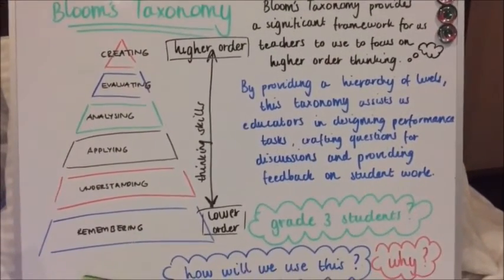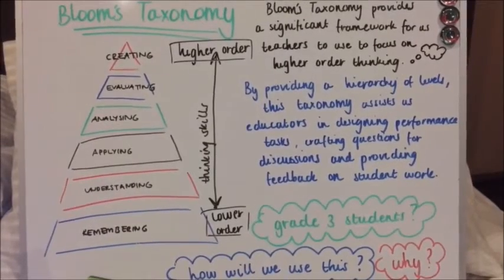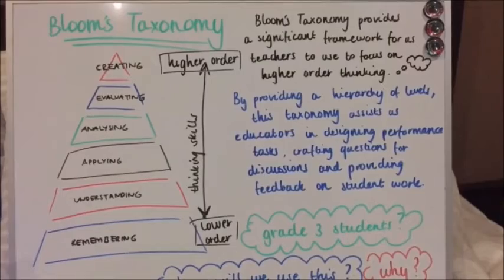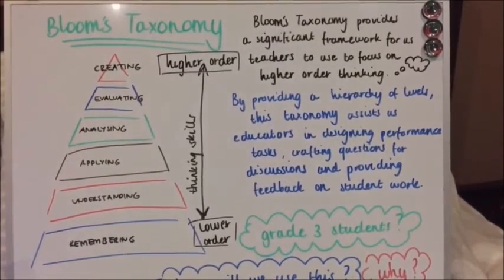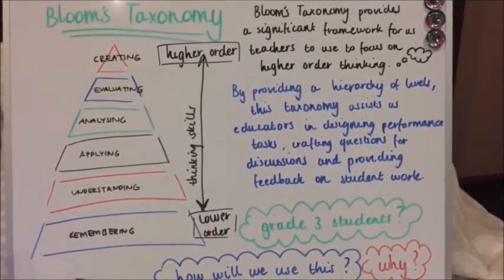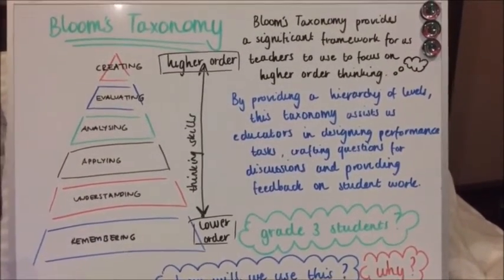The theory consists of 6 levels. Level 1, remembering. Level 2, understanding. Level 3, applying. Level 4, analysing. Level 5, evaluating. And Level 6, creating. As you can see, remembering is a lower order thinking skill, and creating is the higher order thinking skill.